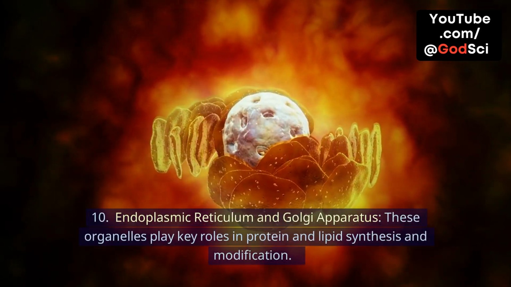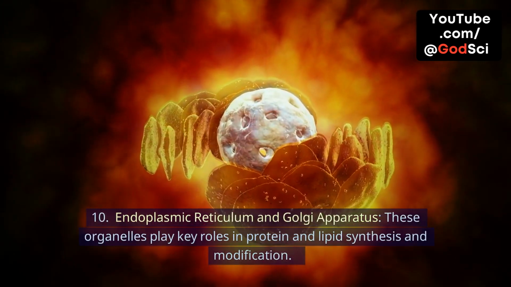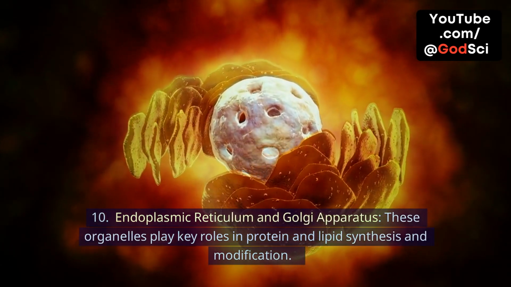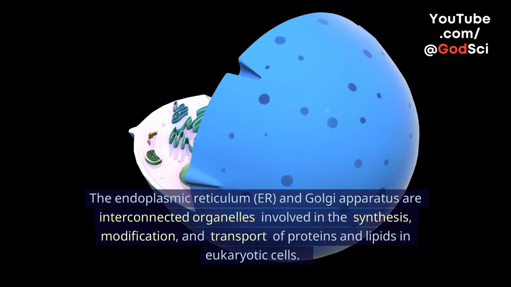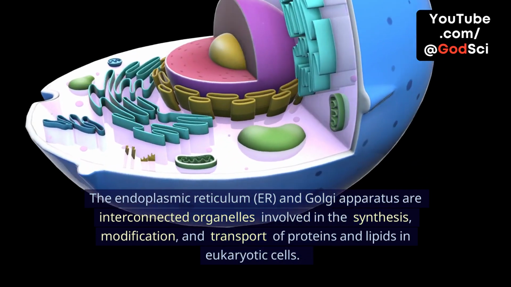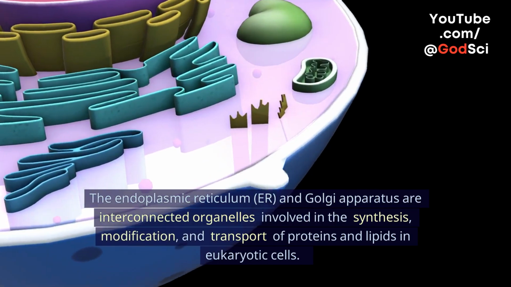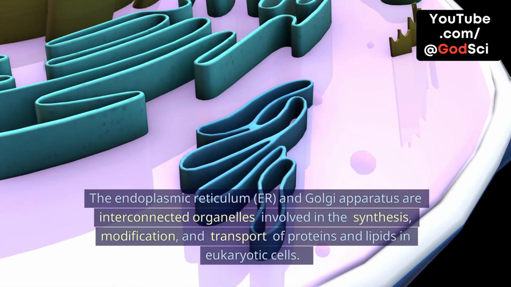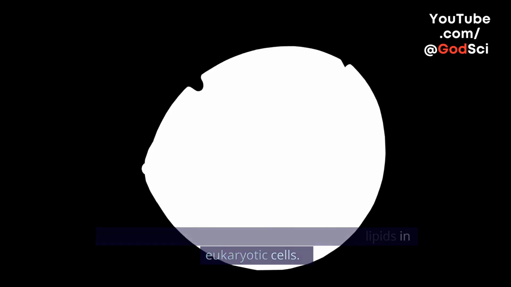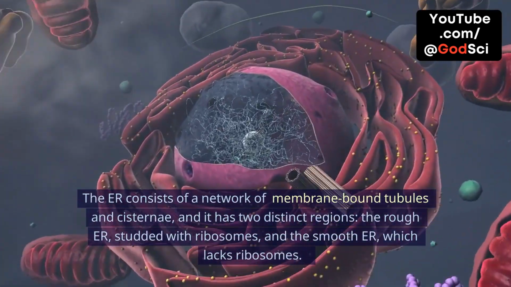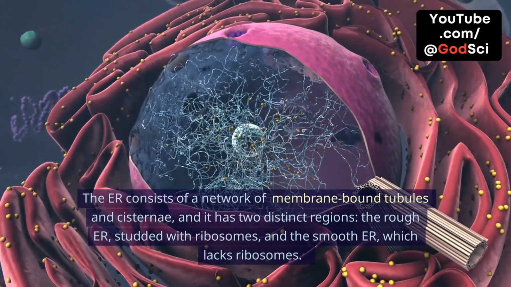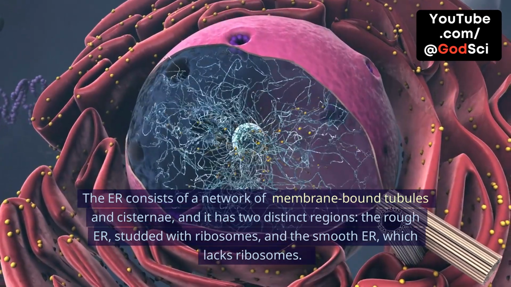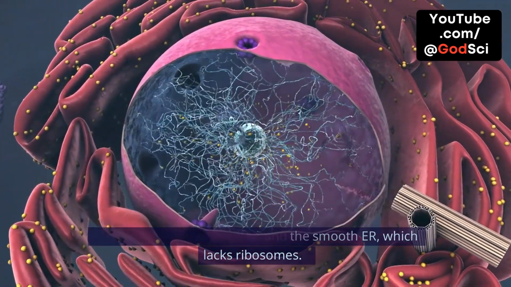Endoplasmic reticulum and Golgi apparatus: these organelles play key roles in protein and lipid synthesis and modification. The endoplasmic reticulum, ER, and Golgi apparatus are interconnected organelles involved in the synthesis, modification, and transport of proteins and lipids in eukaryotic cells. The ER consists of a network of membrane-bound tubules and cisternae, and it has two distinct regions: the rough ER, studded with ribosomes, and the smooth ER, which lacks ribosomes.